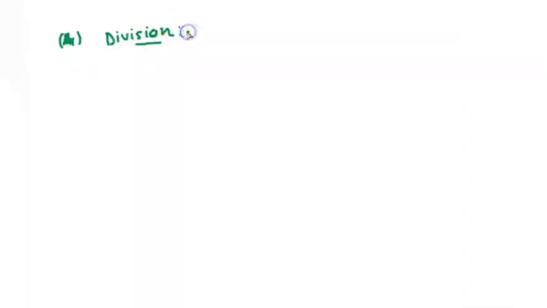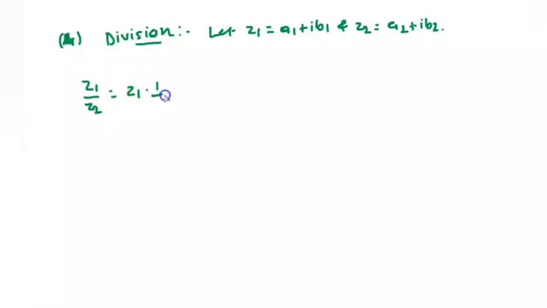Division of complex numbers. Again we'll consider two complex numbers. Z1 is equal to A1 plus iB1 and Z2 is equal to A2 plus iB2. Then Z1 by Z2 can also be written as Z1 into 1 by Z2. Now Z1 is A1 plus iB1 into Z2 will be A2 plus iB2.